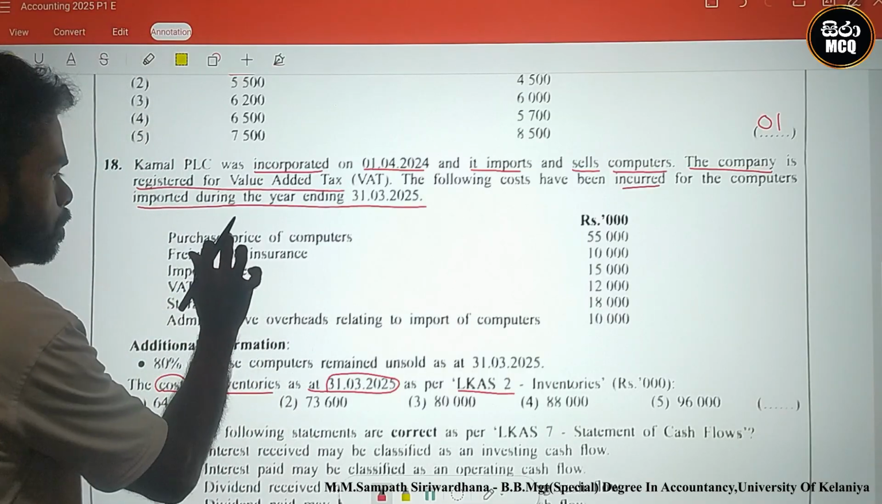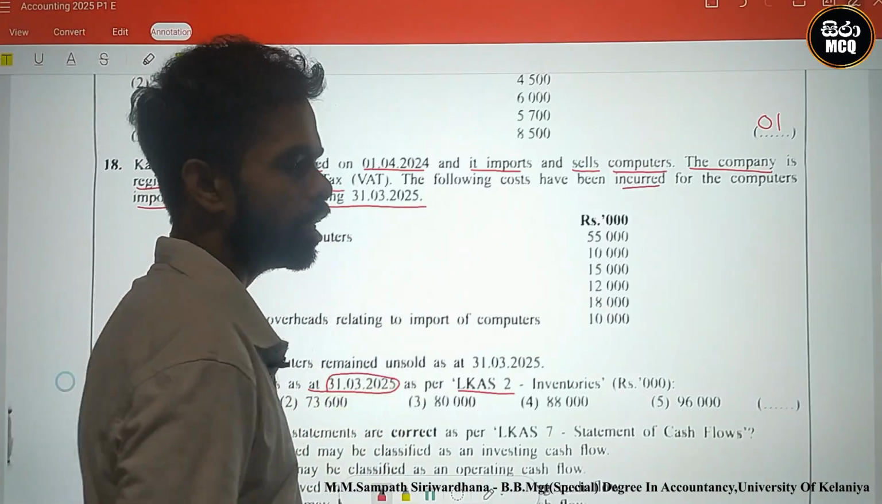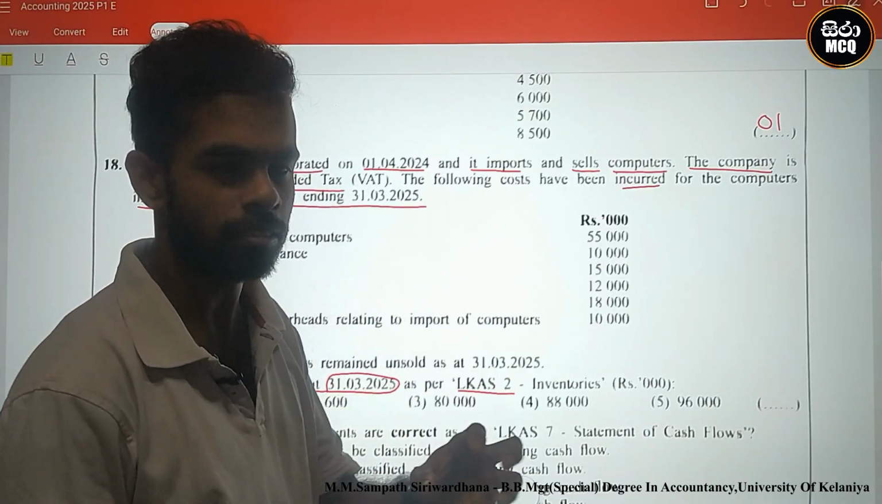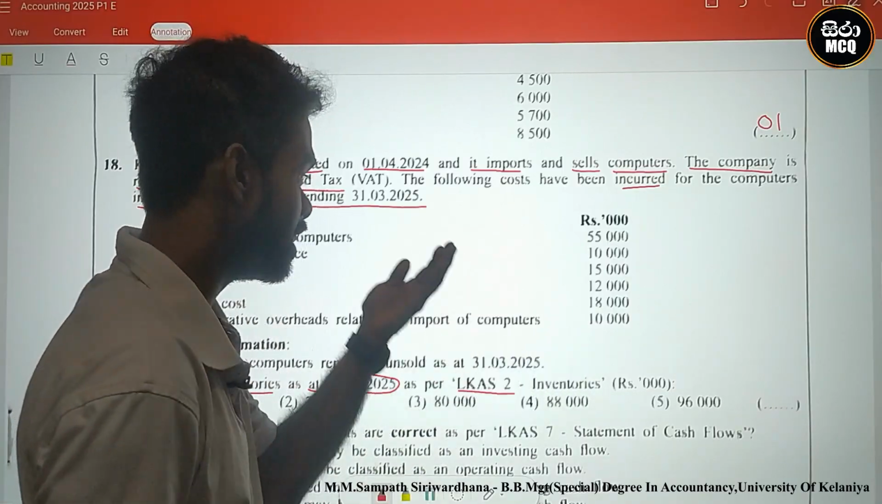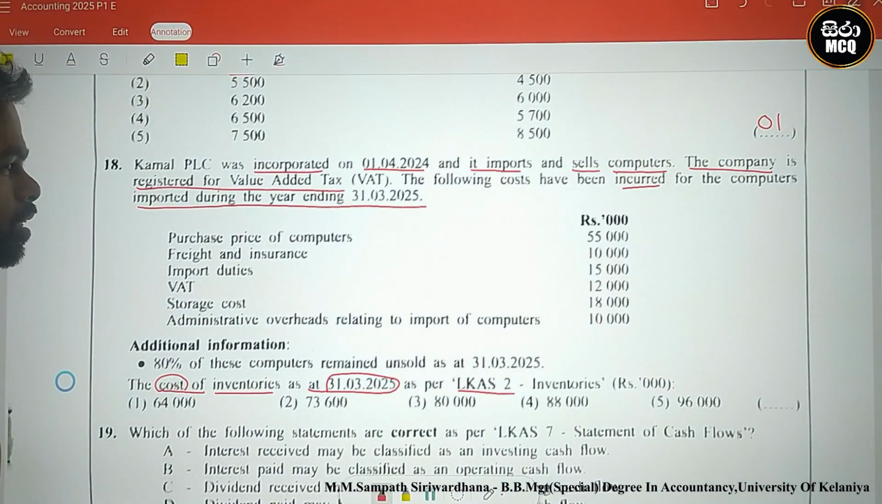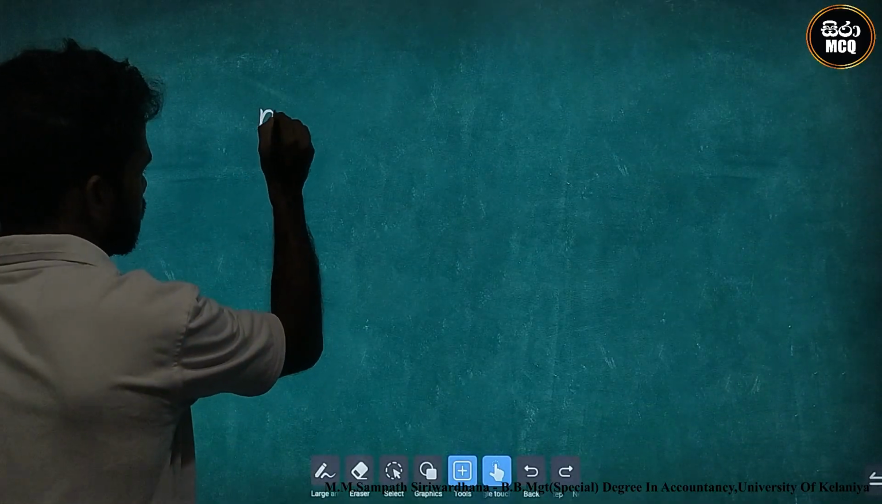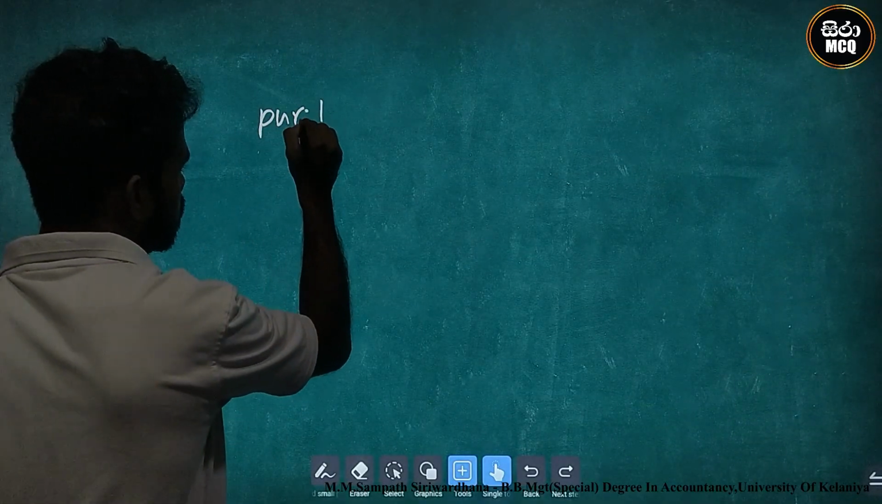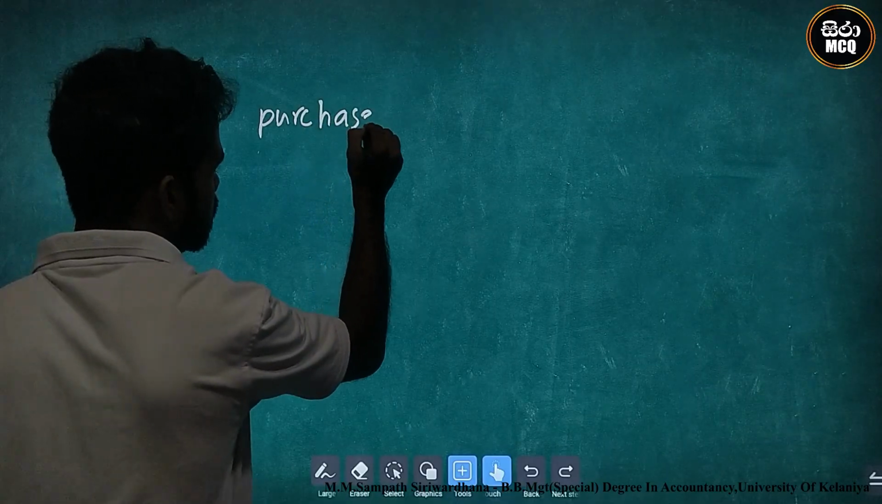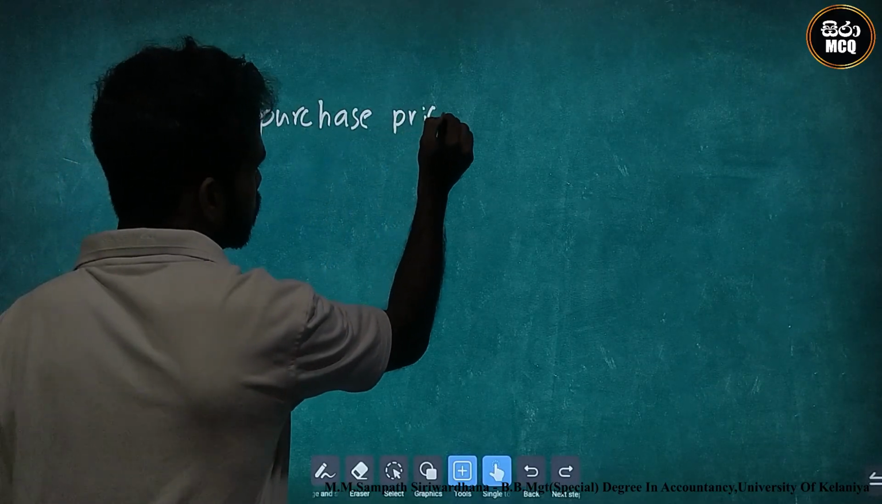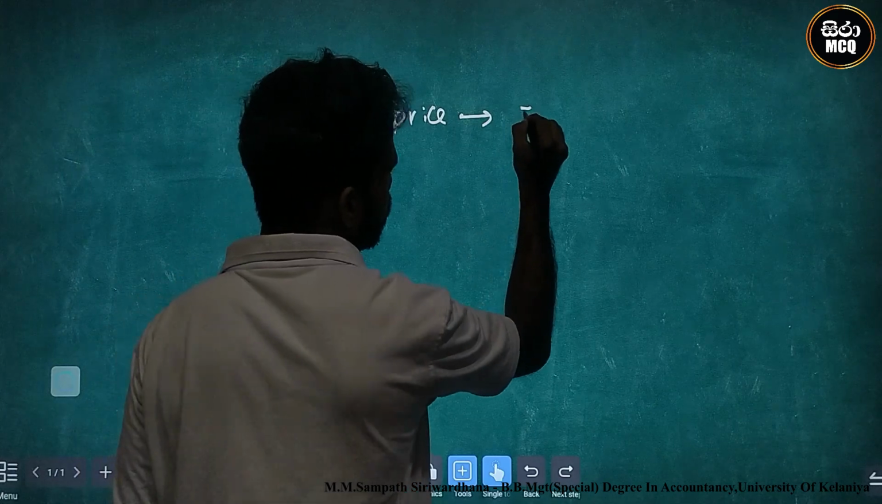Look here. Purchase price of computers. Can we include it in inventories? Yes, this is a purchase price, a directly attributable cost. The direct cost. Purchase price, we can include it. This is the total one. Purchase price 55,000.